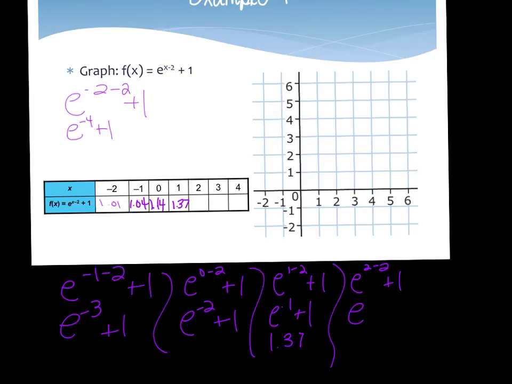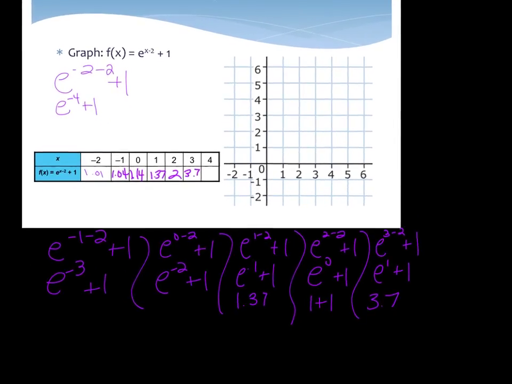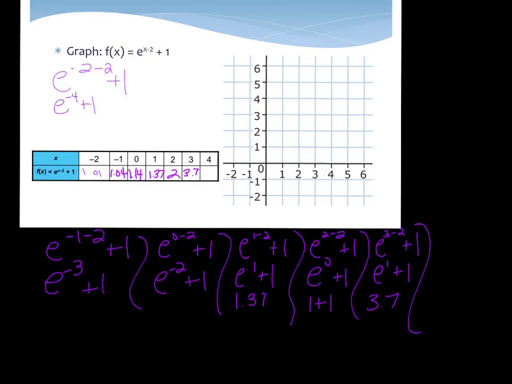This is the only one you don't need a calculator for, because what is e to the 0? 1. And then e to the 3 minus 2 plus 1, which is 2.7 plus 1, or 3.7. And then the last one, 4, which is 8.38, which I'm going to round to 8.4.